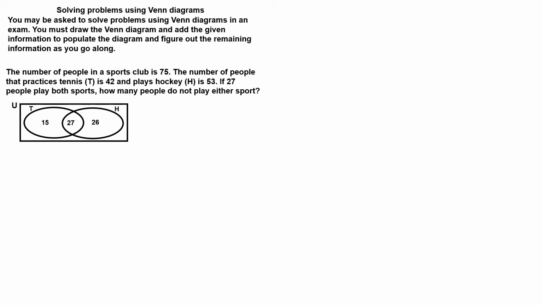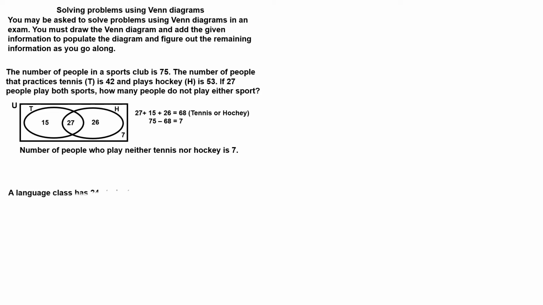This tells us that a total of 68 people are in either tennis or hockey, or both. Since there are 75 people in all, 75 minus 68, so 7 of them do not play tennis or hockey. This answers the question. We will put 7 inside the rectangle, but outside the two circles.